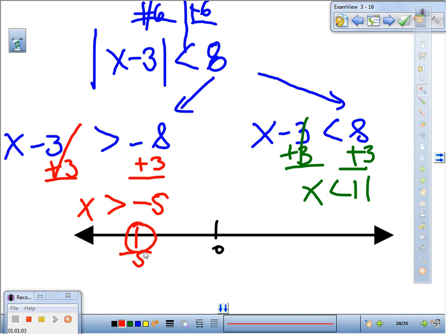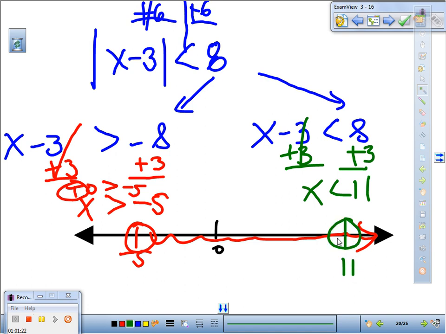What do I do next to shade? I need to test a point. What do I test? 0. Is 0 greater than negative 5? Yes, that's true. So I'm going to shade towards 0. Next, 11. Open point. I'm going to test 0 again. Is 0 less than 11? True. So I'm going to shade towards 0 again.